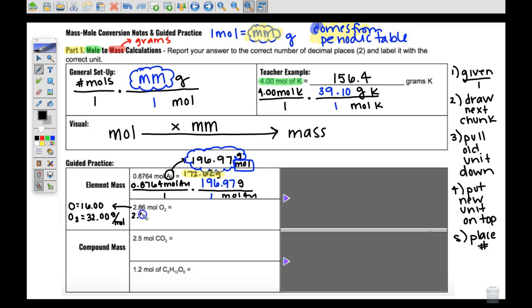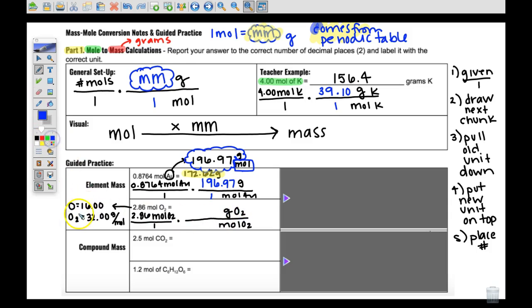The first step is to put my given over 1, so 2.86 moles of O2 over 1. My second step is to draw my next chunk. My third step is to take moles over and down. And my fourth step is to put my new unit on top.